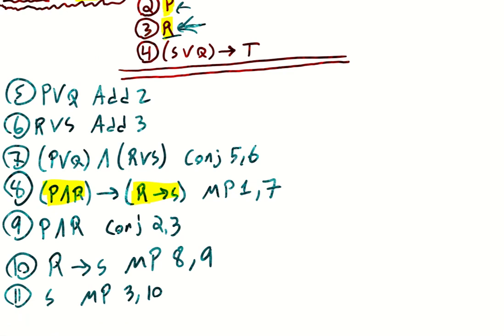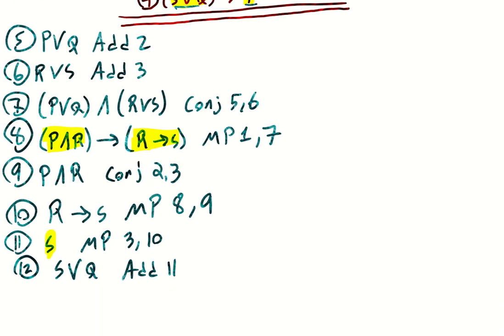Well, line 4 we can now use. We have this if S or Q then T. So we have S. Let's just put it in a disjunctive relationship with Q. So for 12, we can say S or Q. Addition rule 11. And now we can affirm the antecedent to affirm the consequent. So for 13, we can get T by modus ponens.